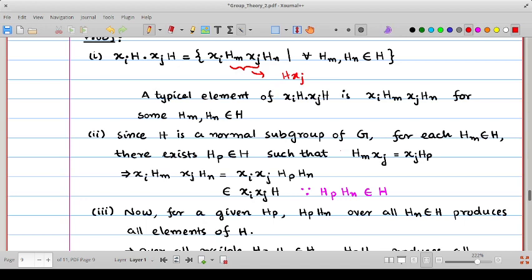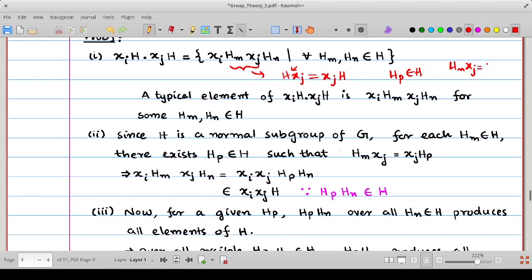But this coset should also be equal to XJH. So that means XMXJ, which is an element of HXJ, should be an element of XJH also. So there should exist another element HP of the subgroup H such that Hm times Xj is equal to, this should be the left coset, right?